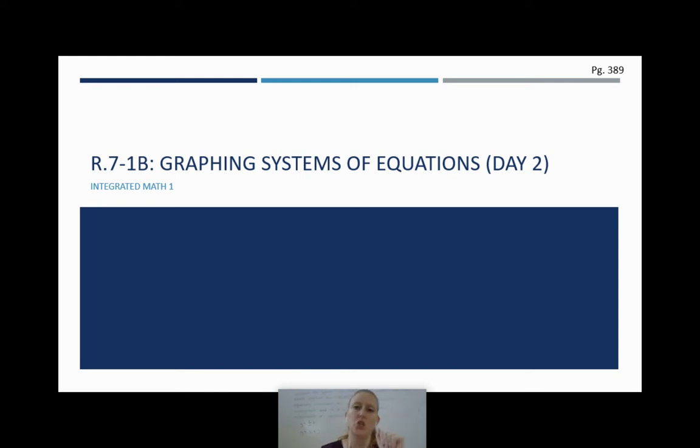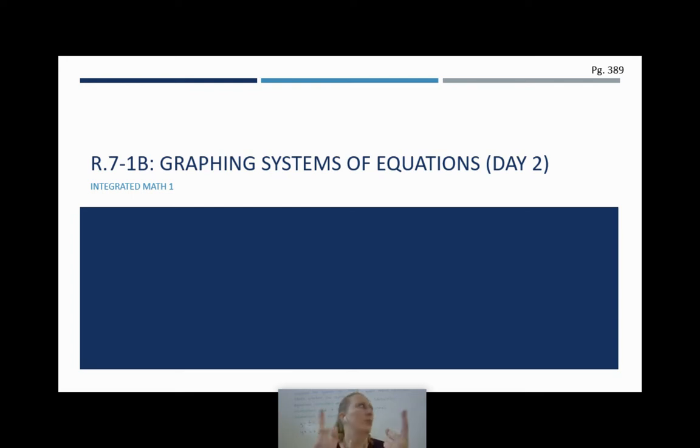This is day 2. Now, last time we talked about how to graph your equations. You can see if they intersect once, if they intersect all the time, infinite solutions, or if they don't intersect at all, like if your lines are parallel and they never intersect. So we had one solution, infinite solutions, and no solutions. Not really a surprise to us.